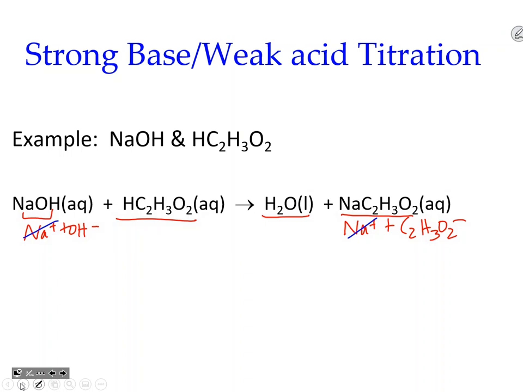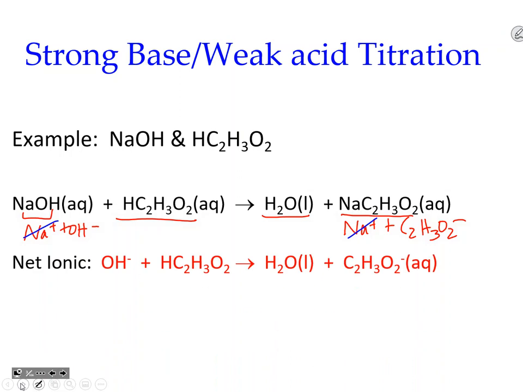So this net ionic looks different than the strong-strong. That is because you have the hydroxide plus the weak acid, the entire weak acid, which gives you the water, but also the conjugate base. That is also a product here.